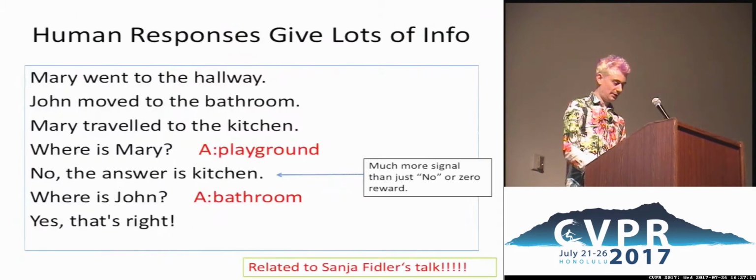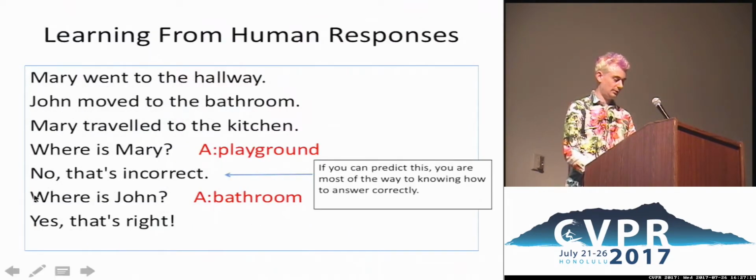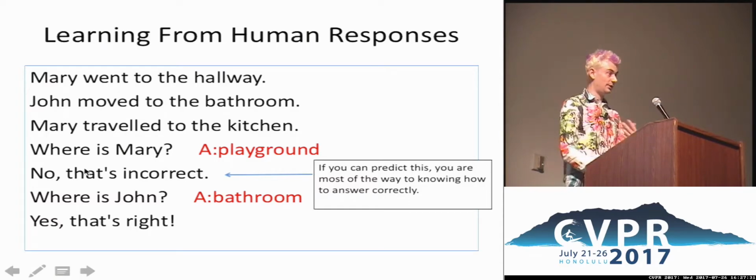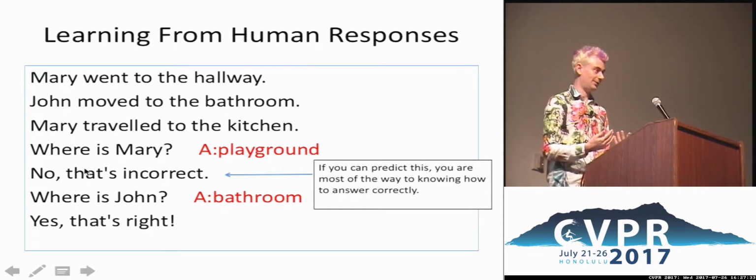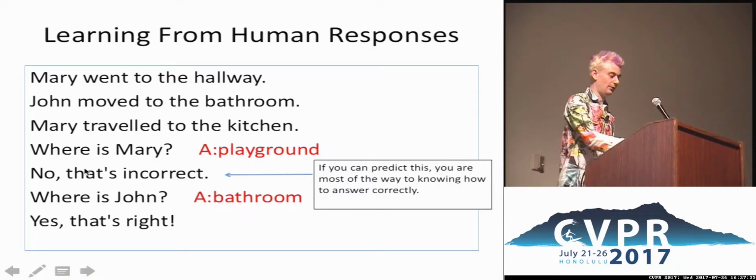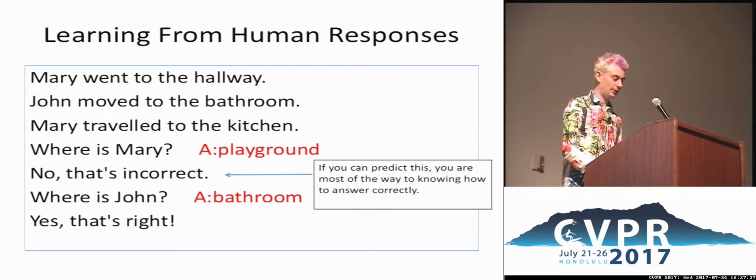So the idea is basically, if I go back to this slide, where is Mary? I'm going to answer playground. If I can predict, conditional on the answer that I'm going to say, playground, that the teacher's going to say, no, that's incorrect, I'm a long way there to understanding what's the right thing to say. So this is why you want to do this prediction task.